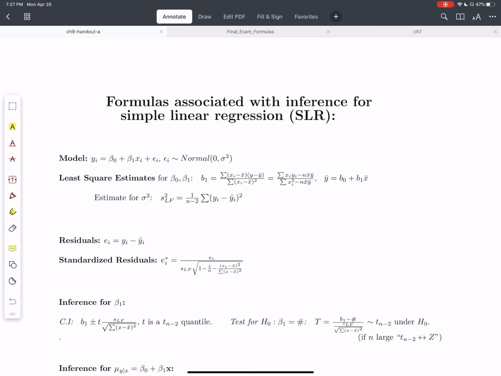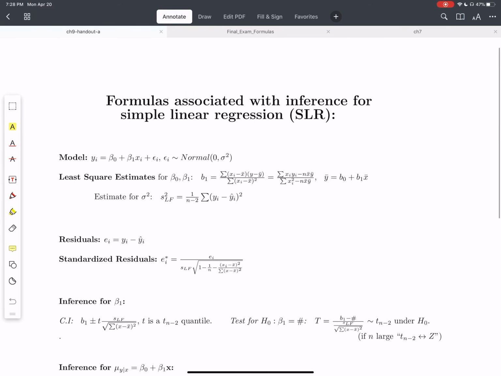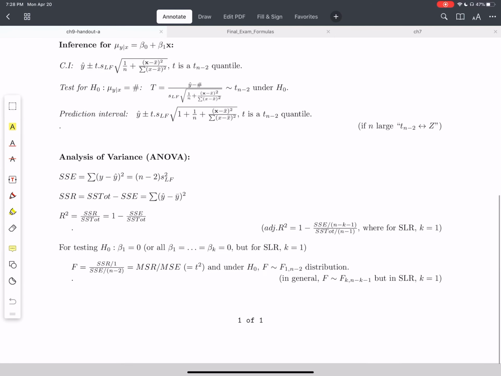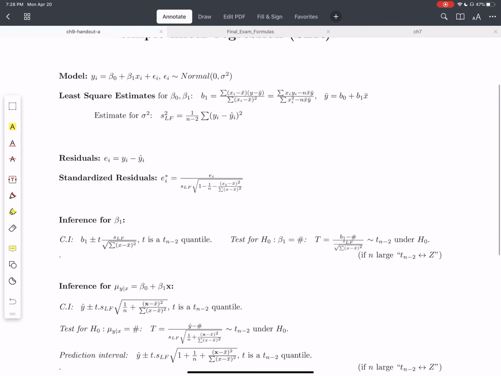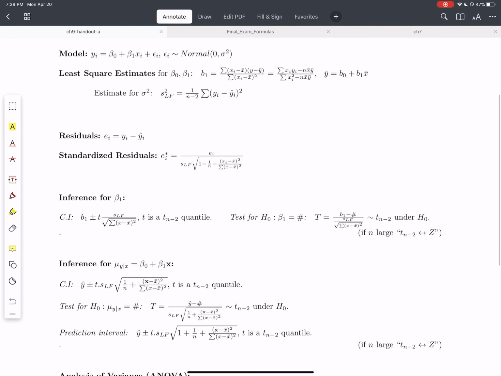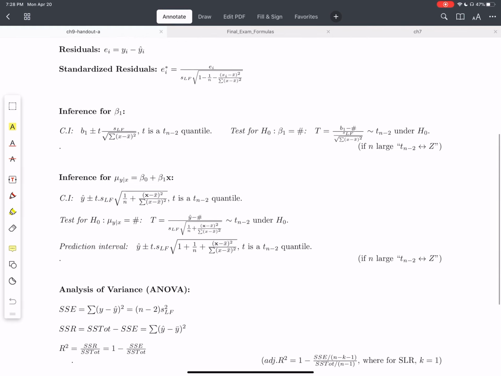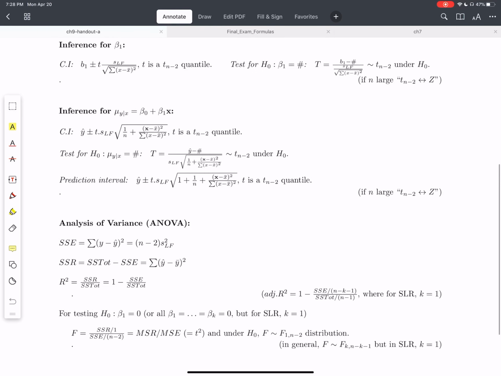Before we talk about today's topic, there are two handouts I uploaded on Canvas. One is the formulas for simple linear regression. The name of this handout is Chapter 9, Handout A. You can find all the formulas for simple linear regression, including the intercept and slope, and the inferences in ANOVA.